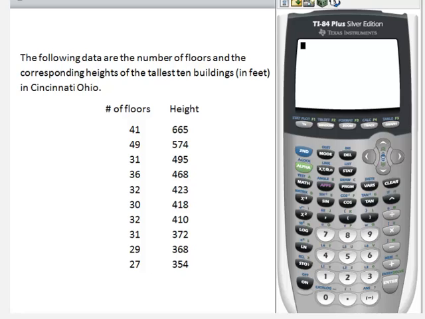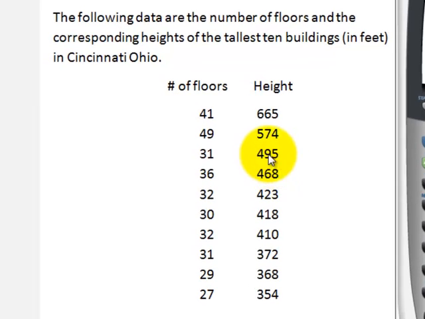In this video, we are going to use the TI-83 calculator to compute the value of R, the line of best fit, which is also called the least squares regression line, value of R squared, and to graph the scatter plot of bivariate data. The data that we are using is the number of floors and the corresponding heights of the tallest 10 buildings in Cincinnati.